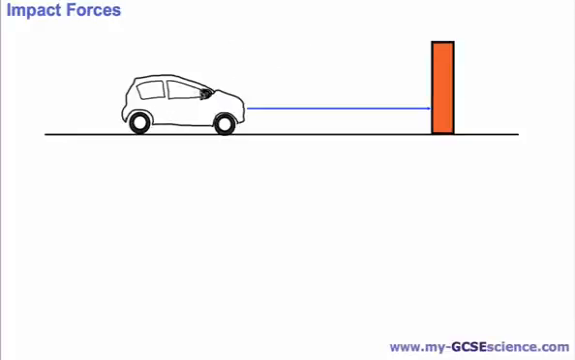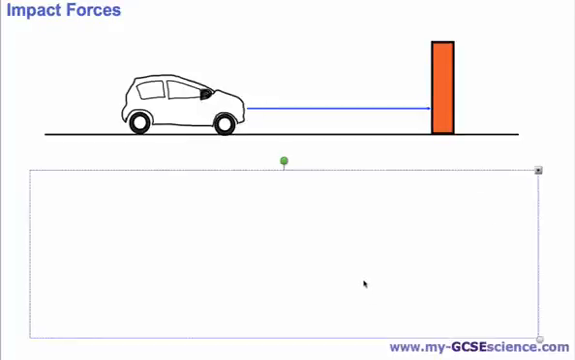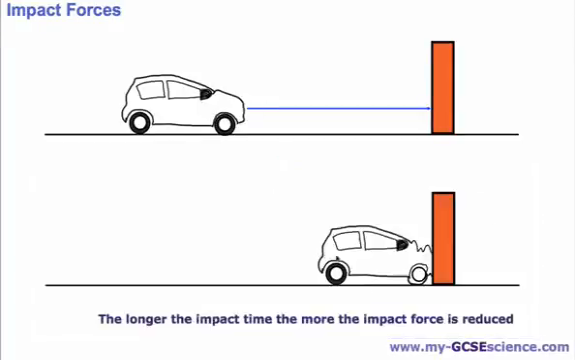Now imagine we've got a car that's being tested by a vehicle company, so it's driven by remote control with maybe a crash test dummy inside, and it's driven into a wall. When it drives into the wall, you can imagine something like this happens. The car has smashed into the wall and it's got a rather damaged front end, but the way that front end is damaged is designed to reduce the impact force as much as possible. And the key idea here is that the longer the impact time, the more the impact force is reduced.